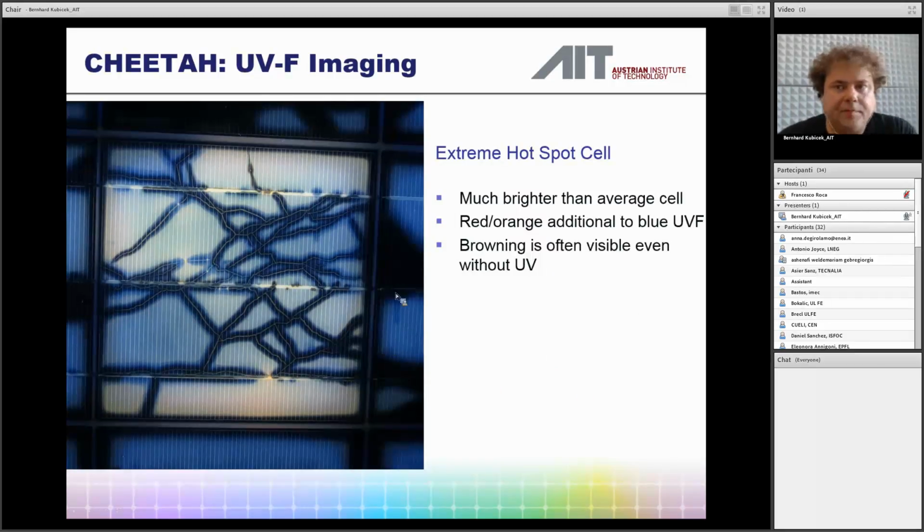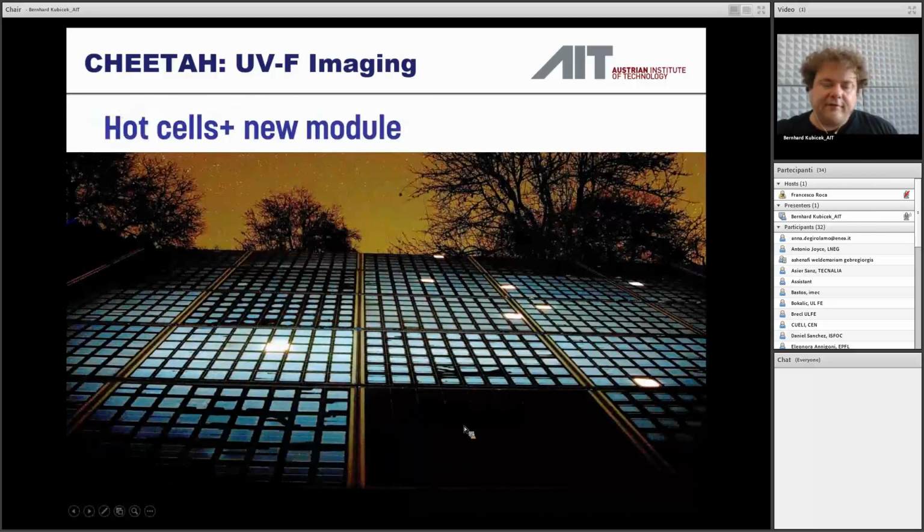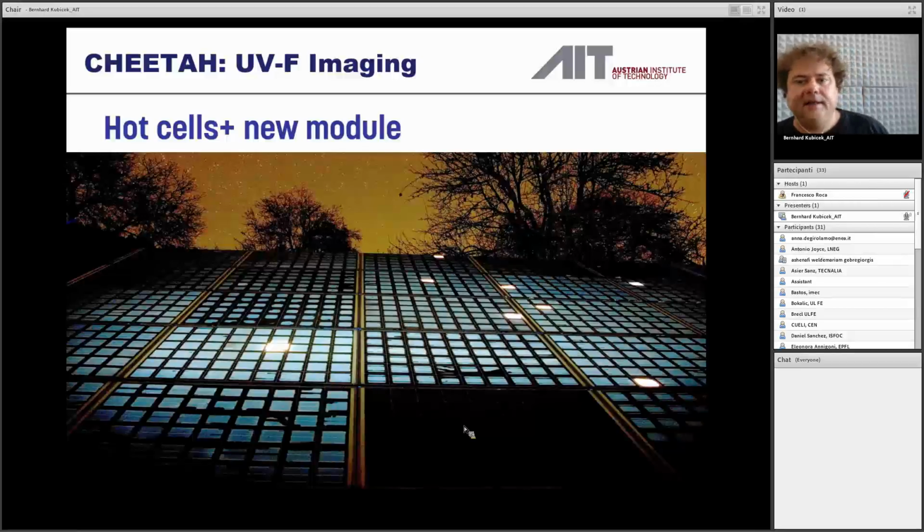So again, a hotspot cell with visible browning, where you even have fluorescence in the red spectral region. This is already shown. And this leads to the case that if you have a large table with extreme hotspots, these hotspot cells will be extremely bright and you can see them from afar. So this is an extreme case. This is a plant that was made from modules that were thrown out somewhere else, but then somebody decided, okay, maybe we should use them for something. They made a plant out of bad PV modules, which is paradise for a researcher, of course.